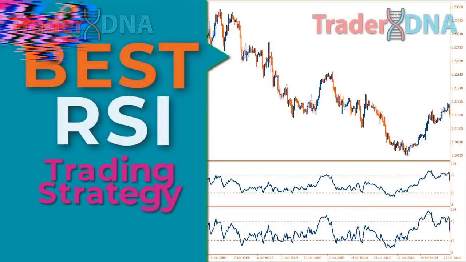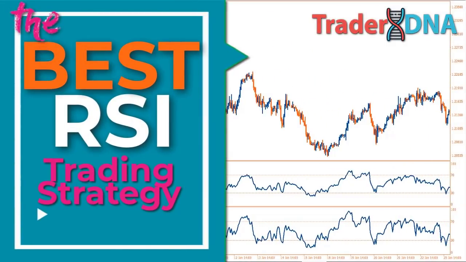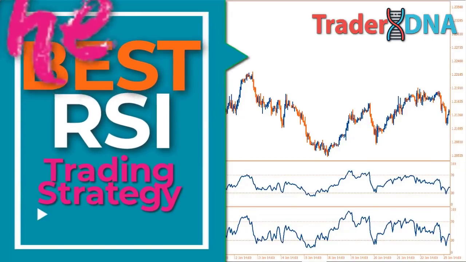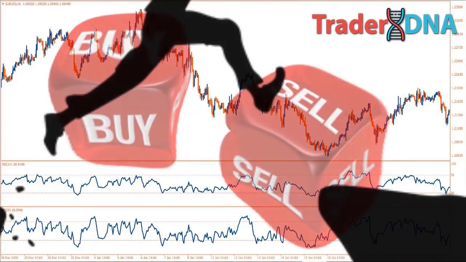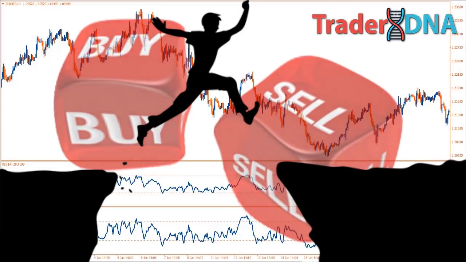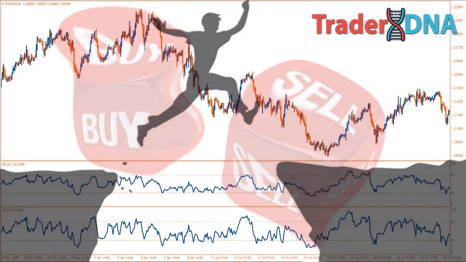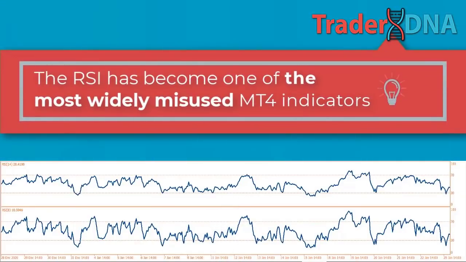RSI, or Relative Strength Indicator, is the most reliable and renowned momentum indicator. Scalpers and day traders use it to gain profits during intraday, but some find it hard to read due to its infrequent trading signals. It is so simple to jump into trading using the RSI indicator without testing different settings or educating yourself on the proper interpretation of this indicator because of a desire to grab money quickly. As a result, the RSI has become one of the most widely misused indicators.